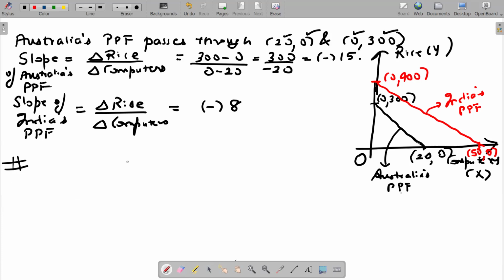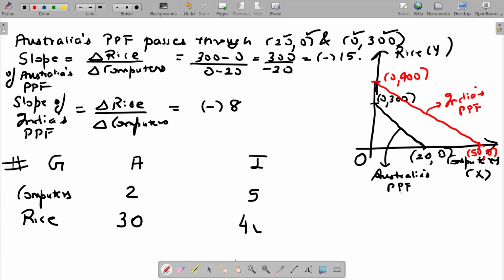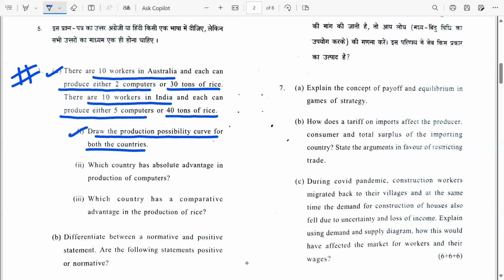The table was, we had Australia, we had India, we had goods. The goods were computers and rice. Let me correct myself, computers and rice. And our labor requirements were as follows. In Australia, 2 computers or 30 tons of rice can be produced. In India, 5 computers or 40 tons of rice can be produced by one worker. Now let's come back to the question paper. We have drawn the production possibility frontier for both the countries.